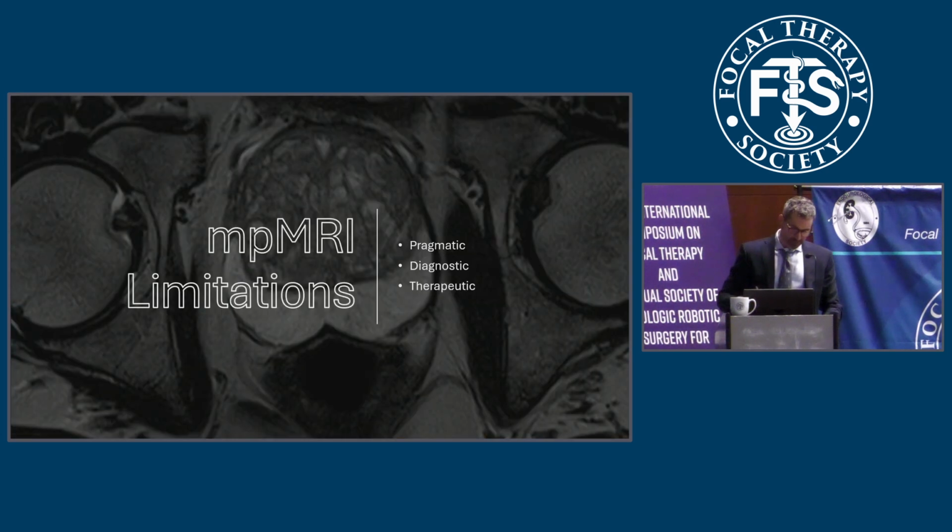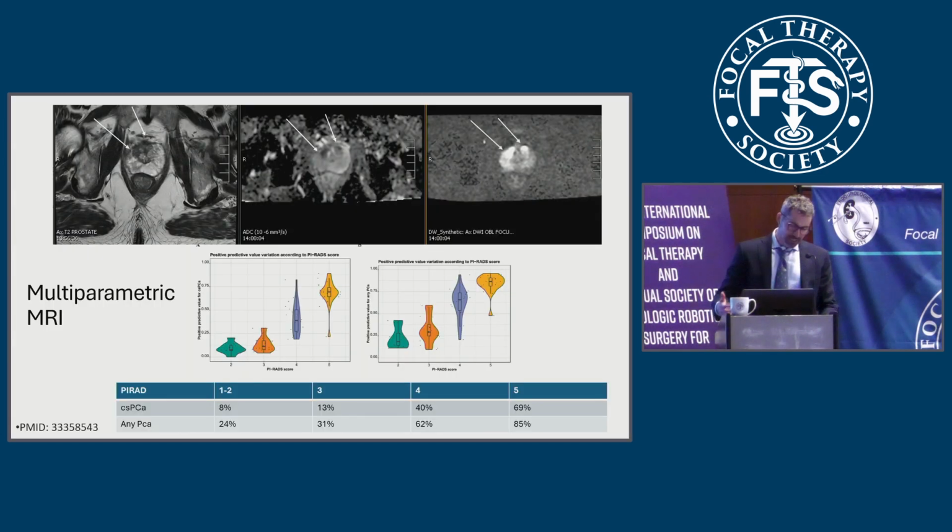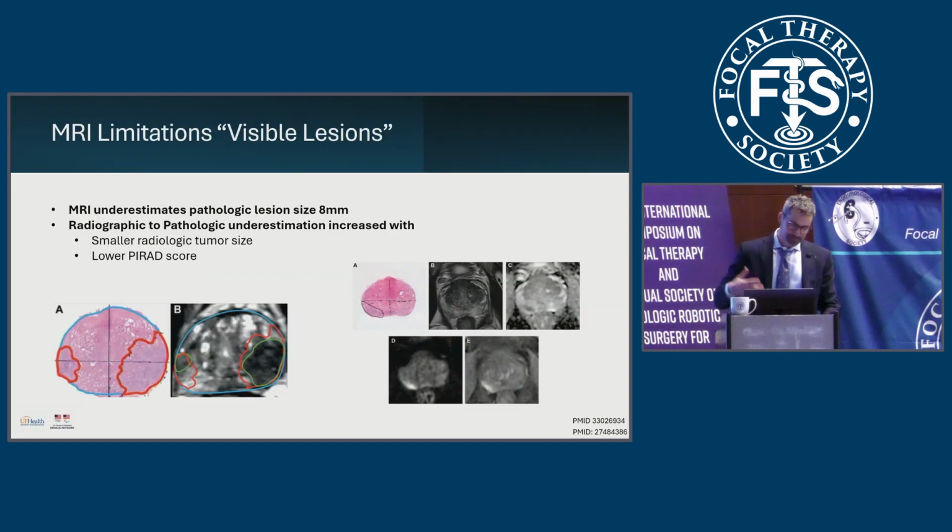Just speaking a little bit about multiparametric MRI limitations, we have to think about this in terms of diagnostic, therapeutic, but also pragmatic. In comparison to grayscale ultrasound, this is vastly better. We have a standardized PIRADS score, and as we move up in the PIRADS score, there's evidence of higher rates of clinically significant prostate cancer. But MRI-visible limitations and MRI-invisible limitations exist. The slide at the bottom left, we actually showed yesterday. MRIs underestimate true lesion size by about 8 millimeters, and that gets bigger as the PIRADS score gets lower.